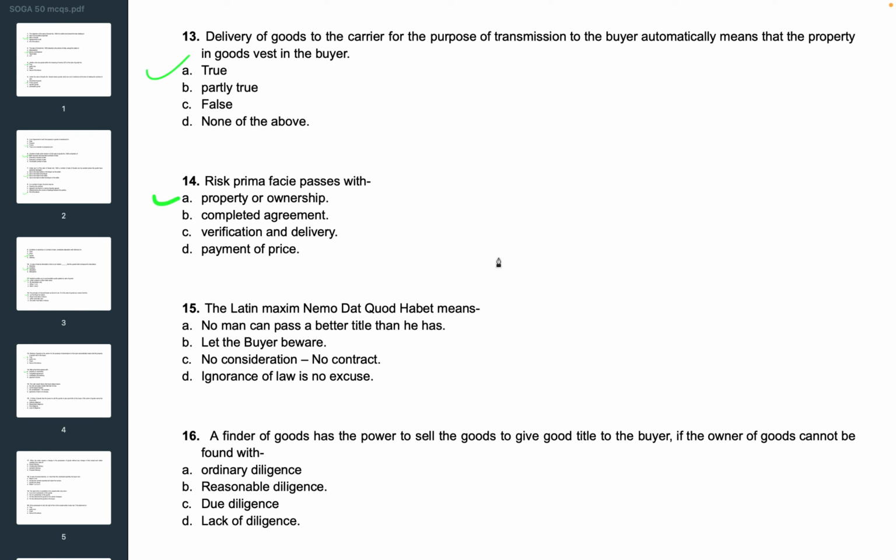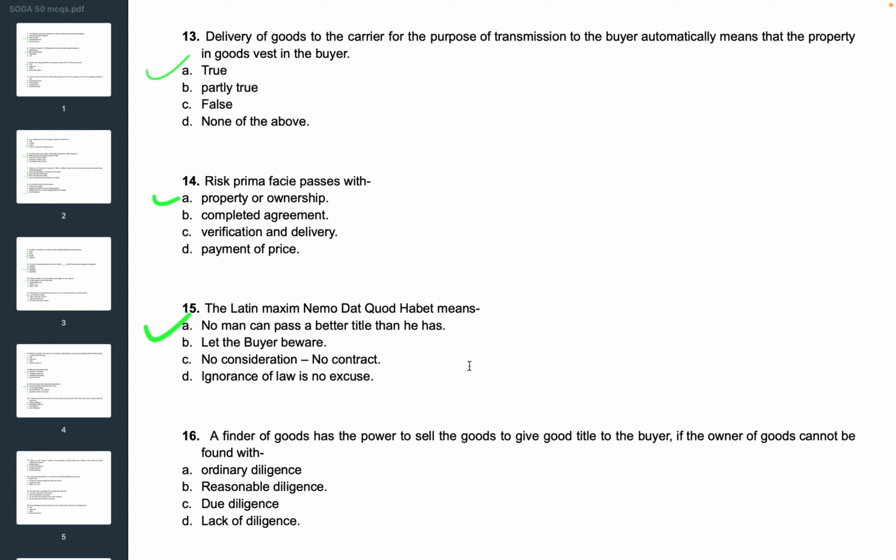Next question. The Latin maxim nemo dat quod habet means. The options are A. No man can pass a better title than he has, B. Let the buyer beware, C. No consideration, no contract, or D. Ignorance of law is no excuse. The correct answer is A. No man can pass a better title than he has.